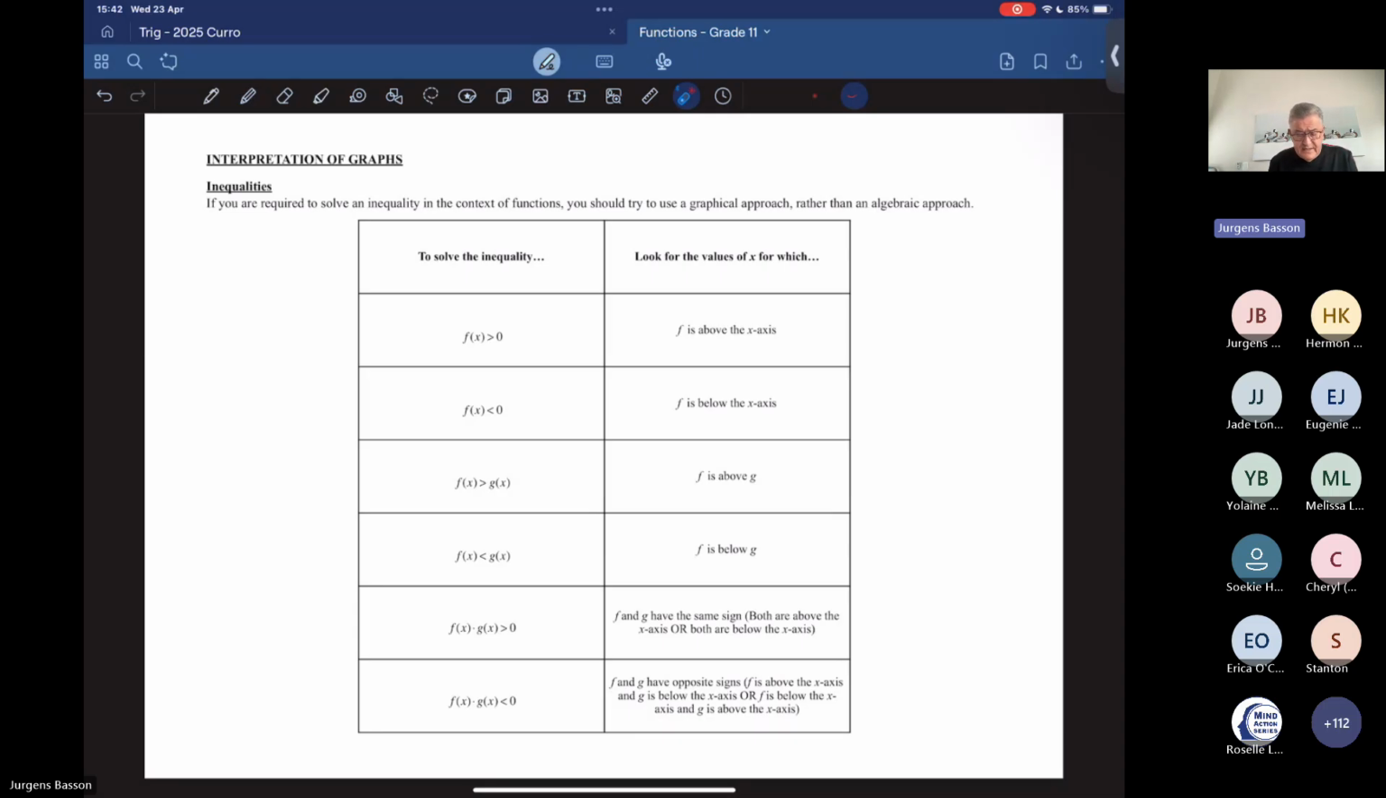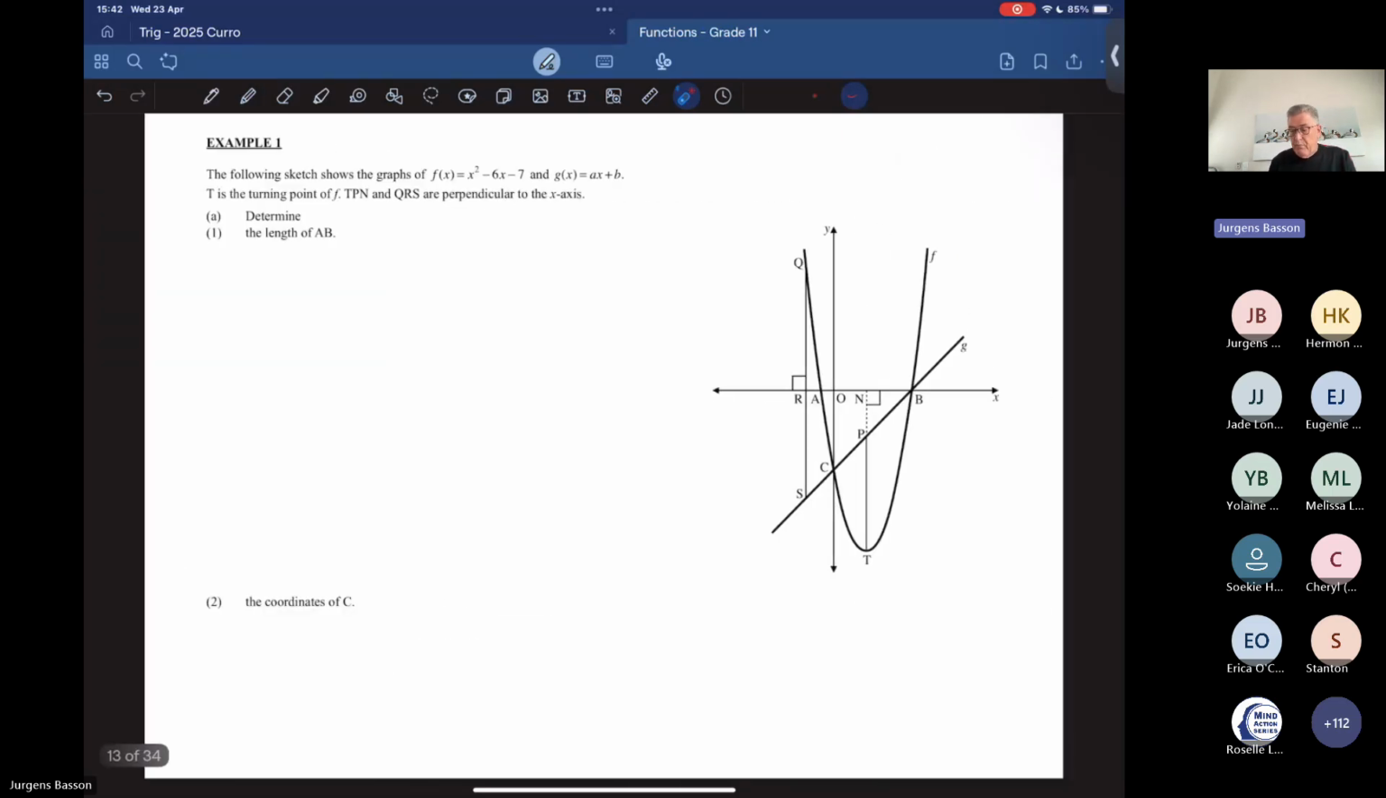You will see I just gave you all the different possible inequalities the learners must be able to answer. f(x) greater than 0, above the x-axis; f(x) less than 0, below; f(x) greater than g(x); f(x) less than g(x); and then the product less than 0 and greater than 0. And so let's move to our first problem.